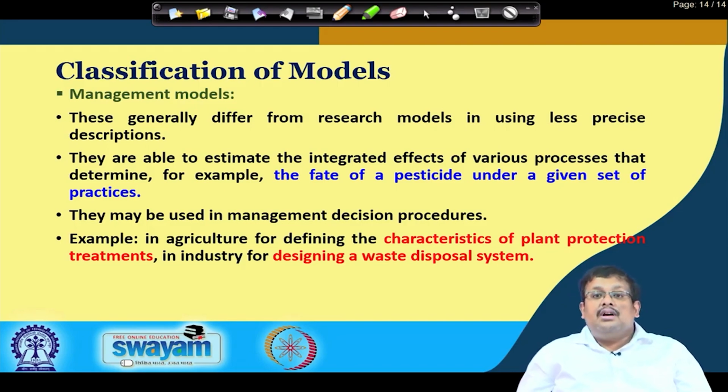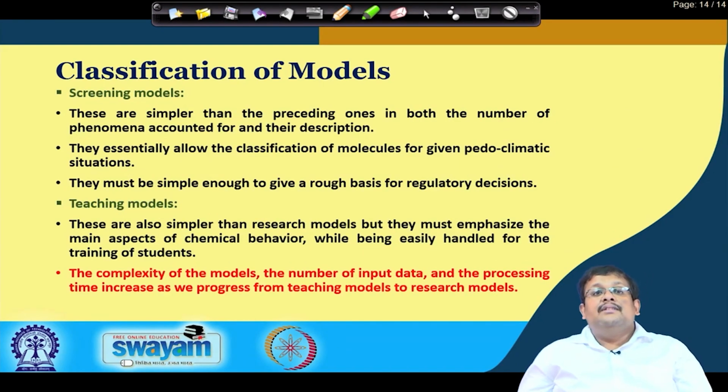For example, in agriculture, we take the management decision of what the major management practices are to control the movement of pesticide in the soil as well as within plants. So, that is the management decision, and management models are responsible for that. Also, in industry, designing a waste disposal system comes under the management models. Then the screening models are also used for regulatory decisions, and finally the teaching models are used for teaching the students, and they are the simplest of all 4 models.